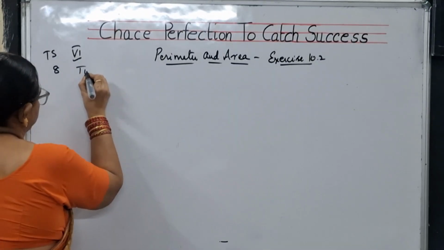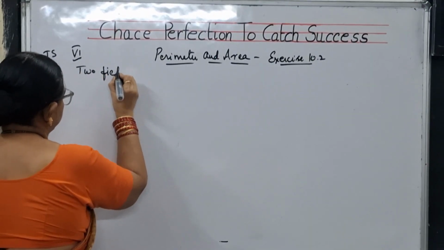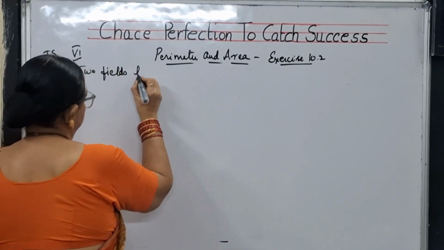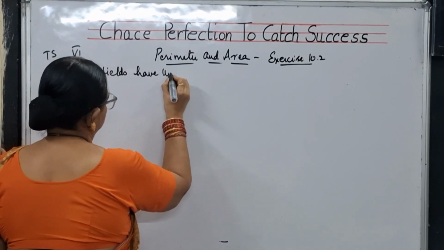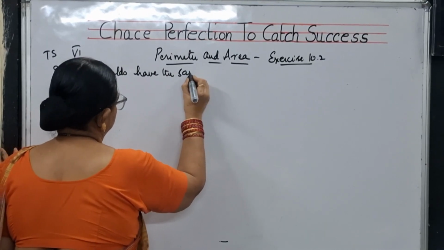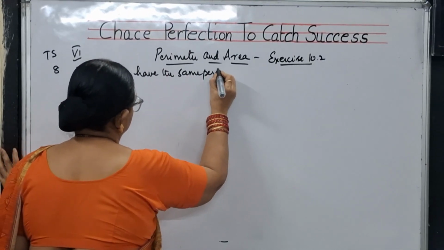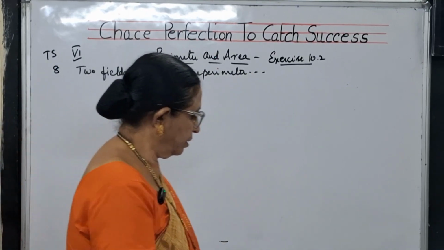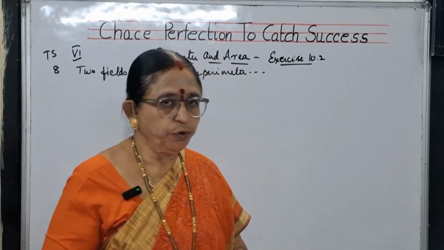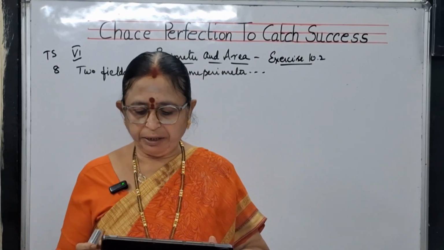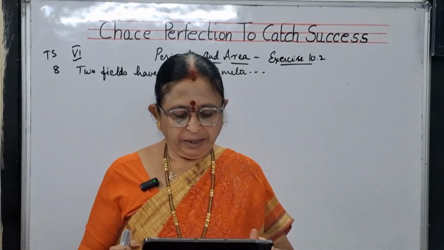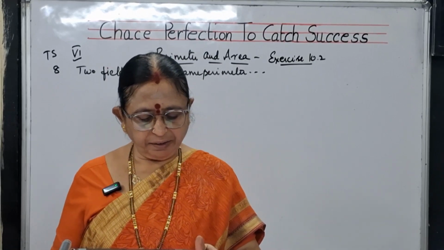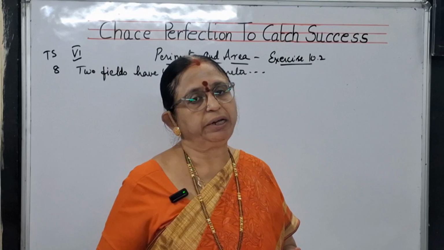It deals with two fields that have the same perimeter. Let me read the sum, children. Two fields have the same perimeter. One is a square of side 72 meters and another one is a rectangle of length 80 meters.